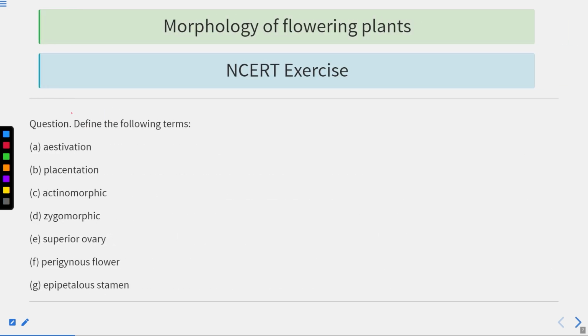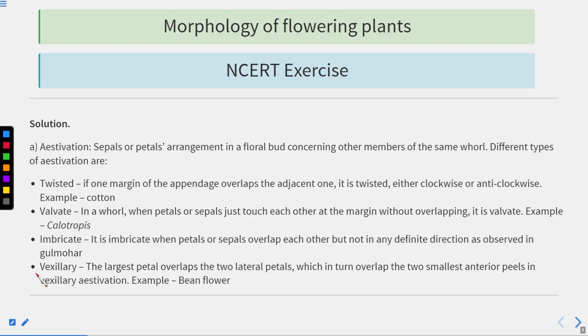Define the following terms. These are very important in the morphology of flowering plants. The first is estivation. Second, placentation. C, actinomorphic. D, zygomorphic. E, superior ovary. F, perigynous flower. And G, epigynous flower. Let us see one by one the definition of these. First is estivation: the arrangement of sepals or petals in a floral bud with respect to other members of the same whorl. There are different types of estivation.